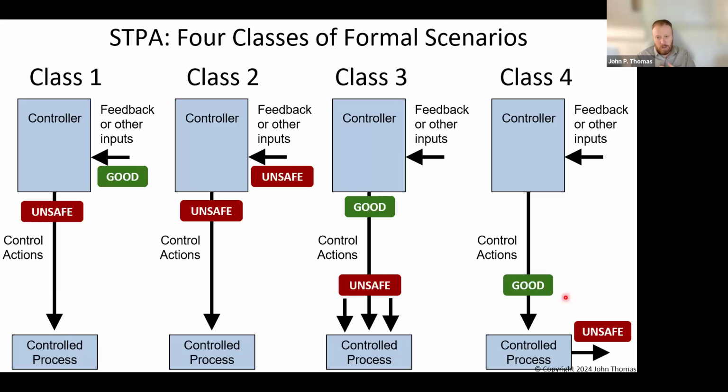And then class 4 says, maybe there's nothing at all wrong with the control path. The control was applied to the process, and it was the right thing to do, but the process ignored us for whatever reason. The process could be software, could be hardware, it could even be other humans. But for whatever reason, the process did not do what the control action was trying to command. And that's certainly possible. And that's class 4. Okay.